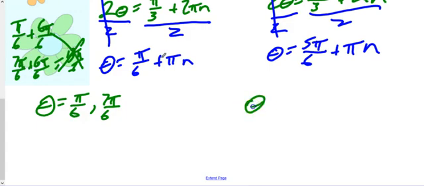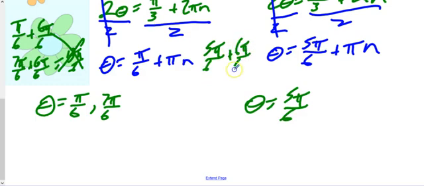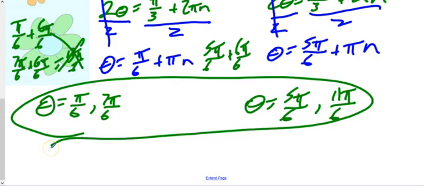Over here, we're going to do the same thing. But this time we got 5 pi over 6. Remember, we're adding 6 pi over 6, and that's going to get me 11 pi over 6. If I try it again, I'm going to be over 2 pi, so those are my 4 solutions.